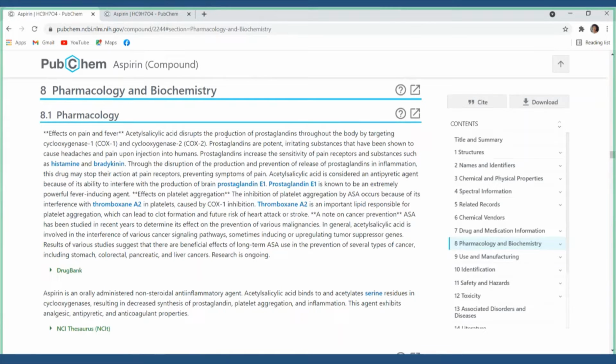Aspirin disrupts the production of prostaglandin throughout the body by targeting cyclooxygenase 1 and 2, that's COX-1 and COX-2. So in this case, what aspirin is doing is to interact with these biological targets. Remember that your drug must have a biological target that it interacts with and binds to before it can exert its therapeutic effect. So in the case of aspirin, to relieve pain and fever, it interacts with cyclooxygenase 1, an enzyme, and cyclooxygenase 2, an enzyme. Do you get my point now?